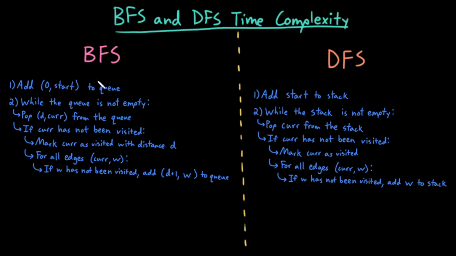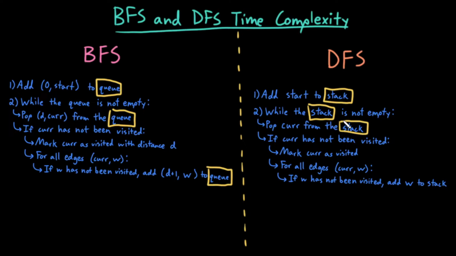The only difference is that in BFS, we use a queue to keep track of our nodes that we have to visit, versus in DFS, depth first search, we use a stack to keep track of the nodes that we have to visit. Oops, this is queue and stack. So it's actually the exact same algorithm, except we use a queue versus a stack to keep track of our current nodes. Okay, so let's actually think about the time complexity of these two algorithms.